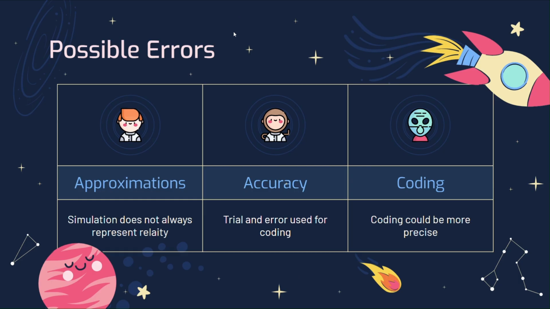Some possible errors could be some approximations. The simulation does not always represent reality. This could also be accuracy, which is trial and error used for the coding, and our coding, of course, could have been more precise.